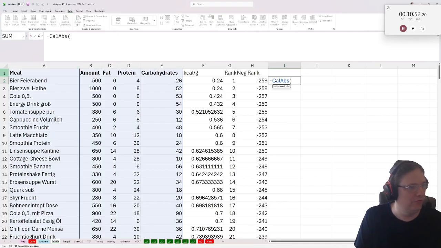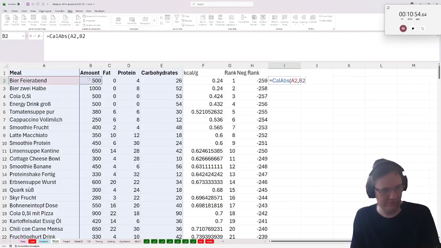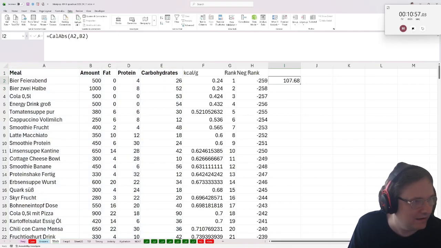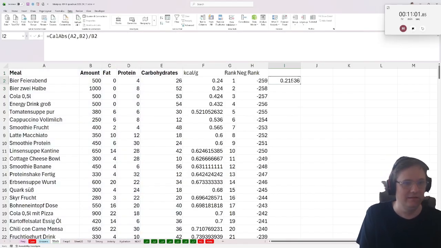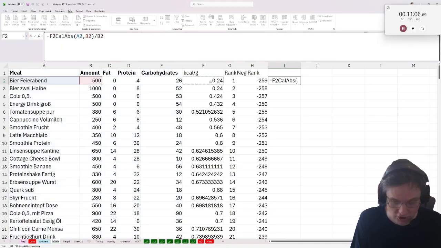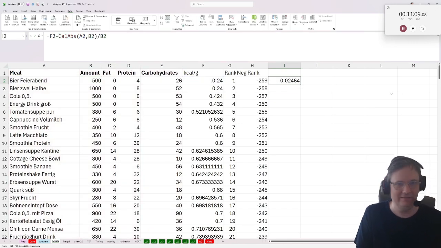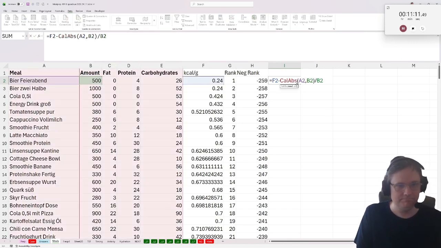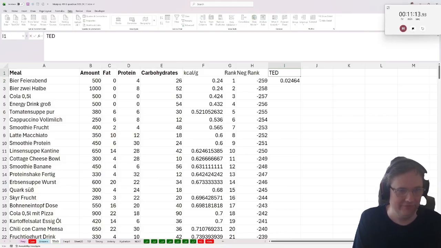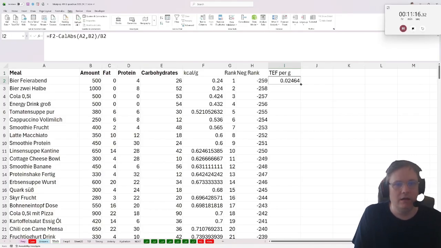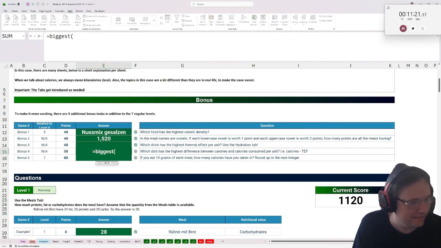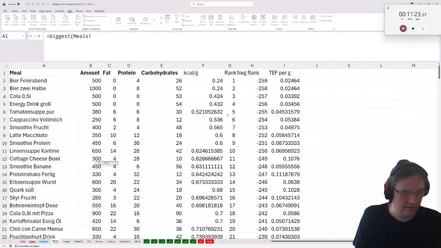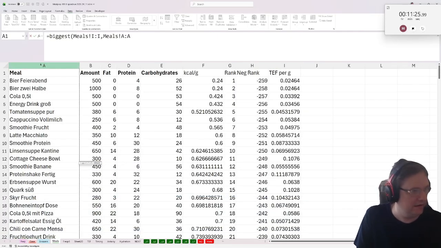So calorie absorbed, that amount, that name for food times that amount is that divided by per gram. So this is kilocalories per gram, right? So the amount you would have with no TEF minus the TEF is the difference per gram. So this is kind of TEF per gram. So now it's going to be the biggest of this returning on here.